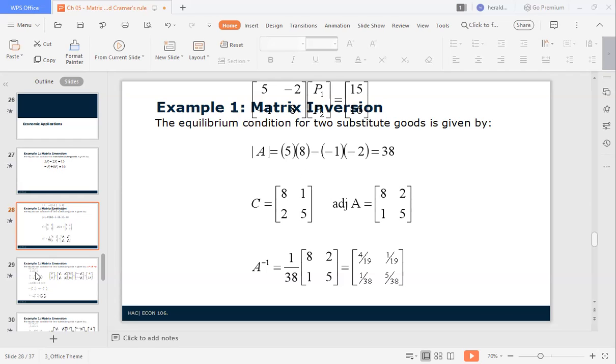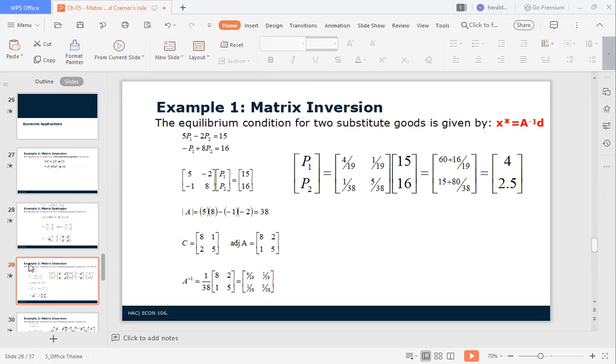Alright. So now what happens after is that we are multiplying, we're just following this formula, class. Then we're getting the inverse and also the constant. So we're multiplying the inverse and the constant. Again, that is row, column, row, column. So that's 4 over 19 times 15 plus 1 over 19 times 16, and you'll end up with this number right here.